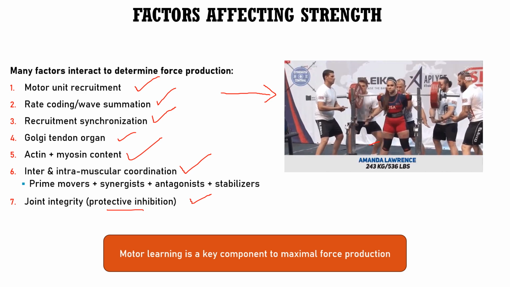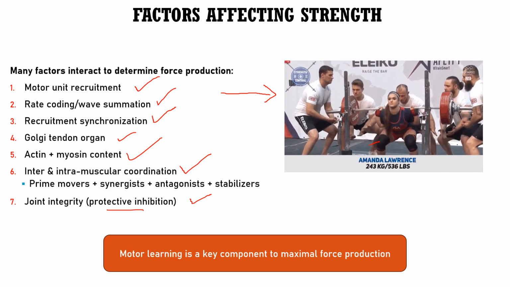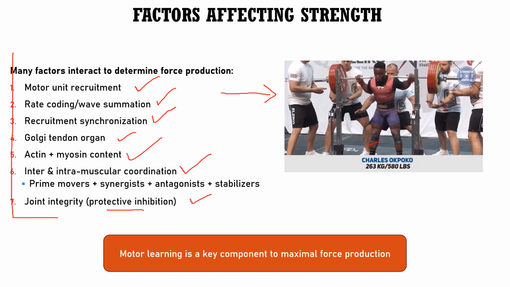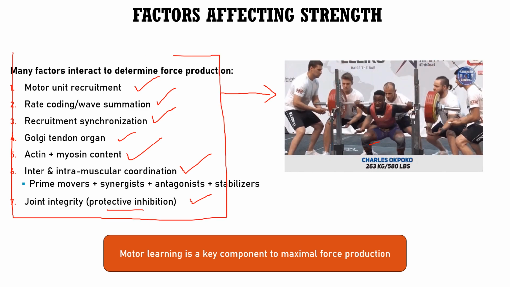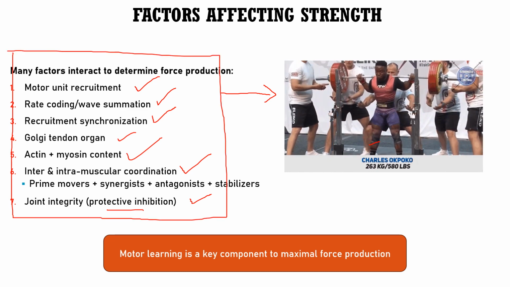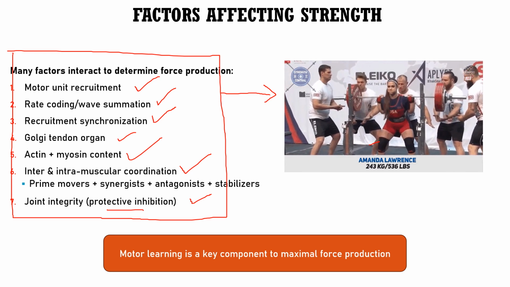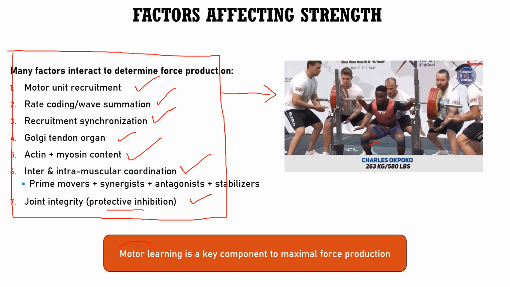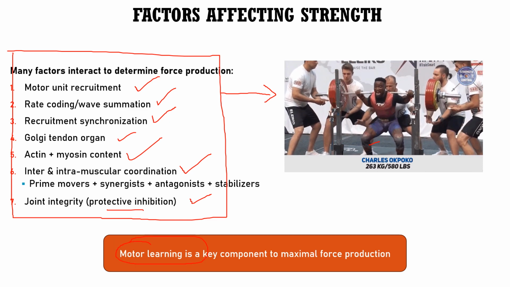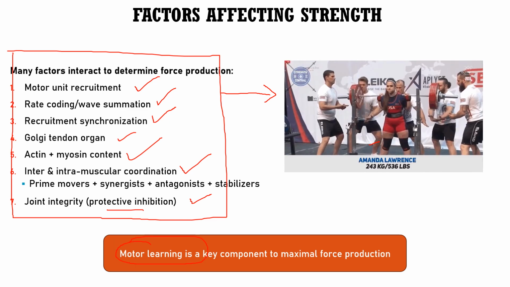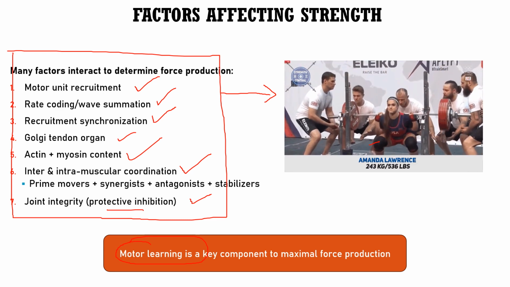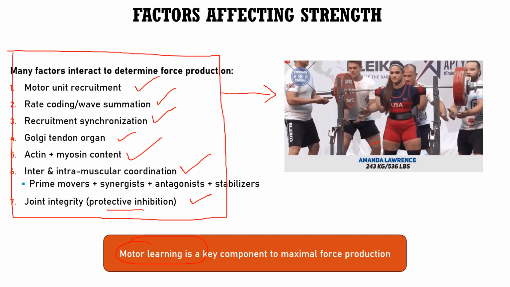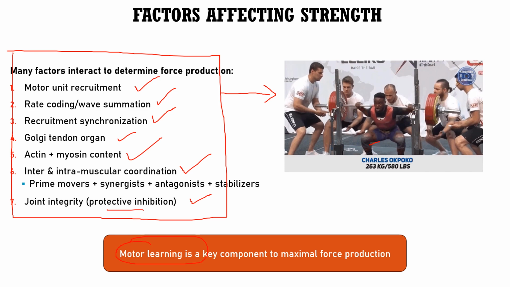But if we take a look at all of these factors in totality, they're coming together very, very quickly to determine how much strength the person has or how much force they can produce. We really come to the conclusion that motor learning plays a very, very key role in maximum force production. The nervous system, the neural factors involved in force production, are of prime importance.